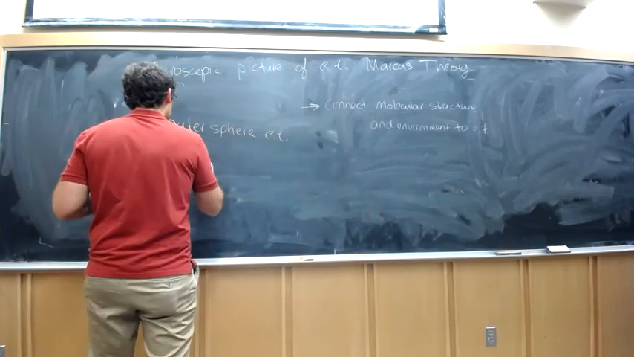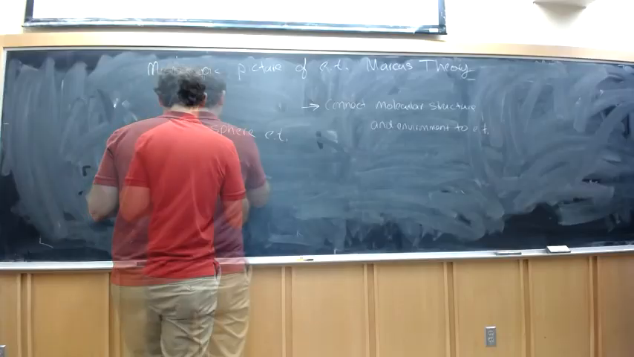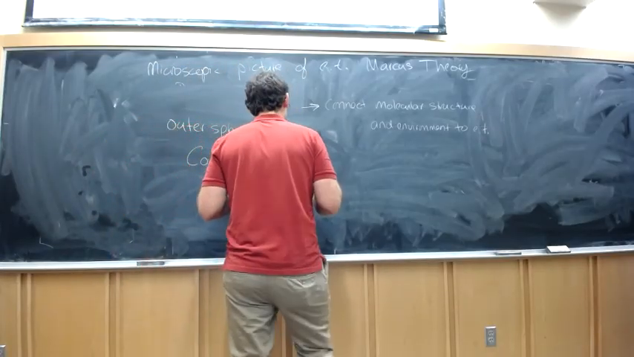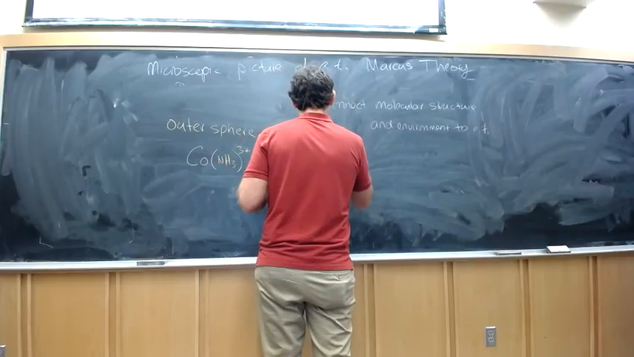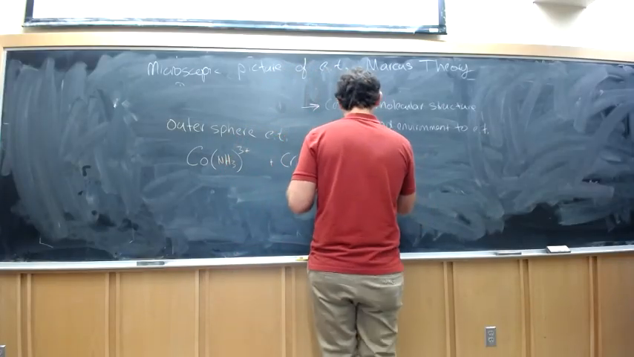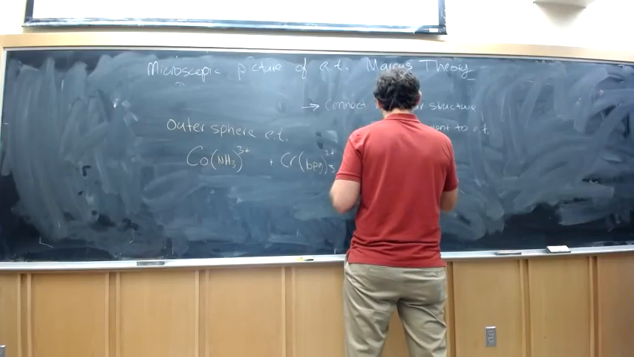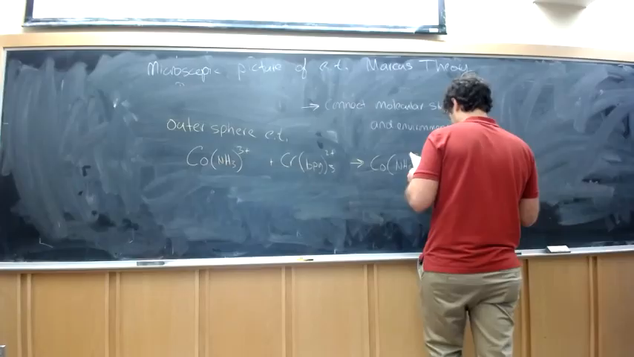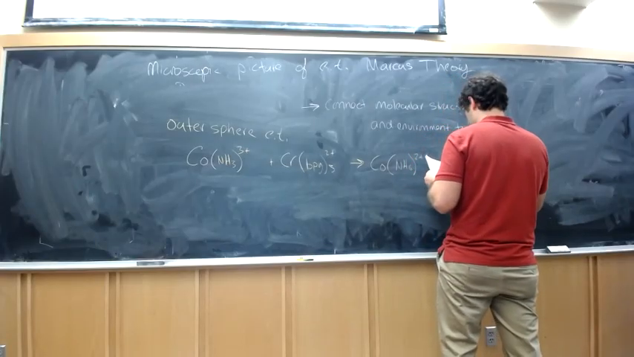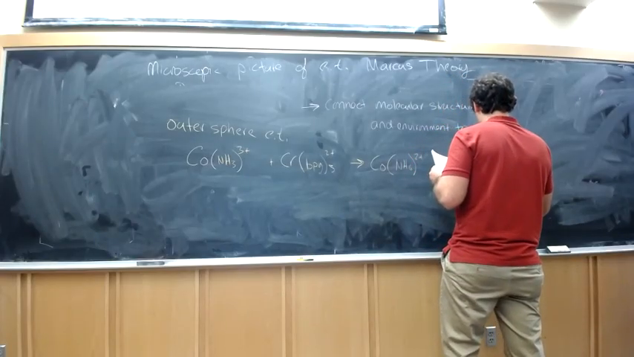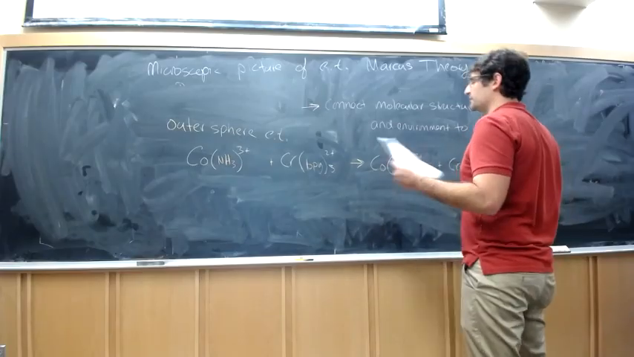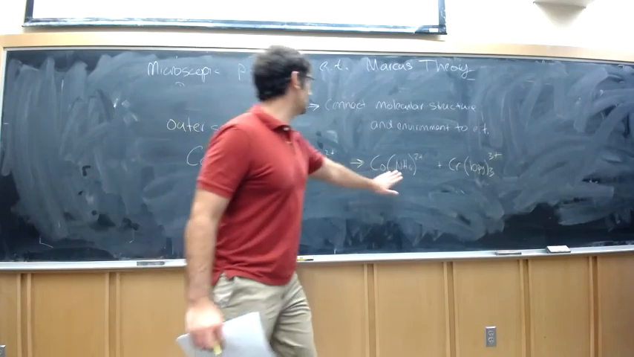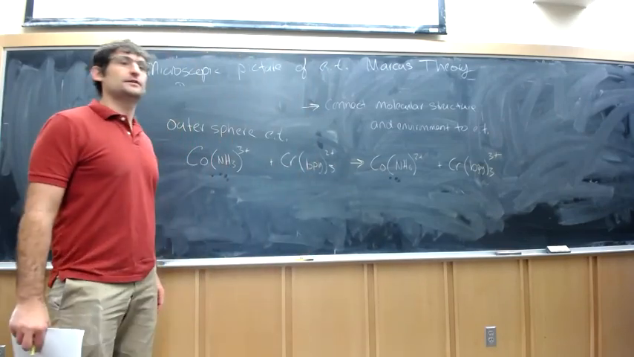Here's a specific example that Bard gives: cobalt hexamine 3+ plus chromium tris bipyridine 2+ goes to cobalt hexamine 2+ plus chromium tris bipyridine 3+. Okay, so this is an electron transfer reaction, right? Because I'm going from 3+ to 2+. So what's getting reduced? The cobalt complex.